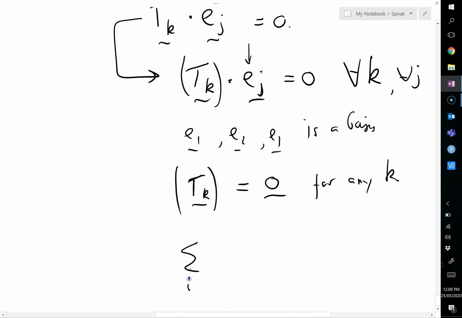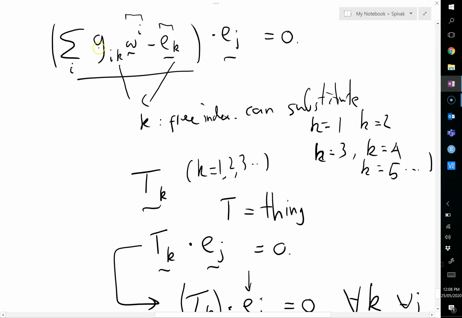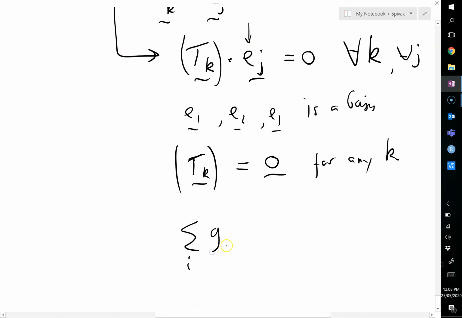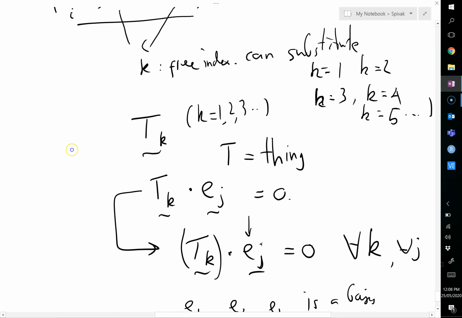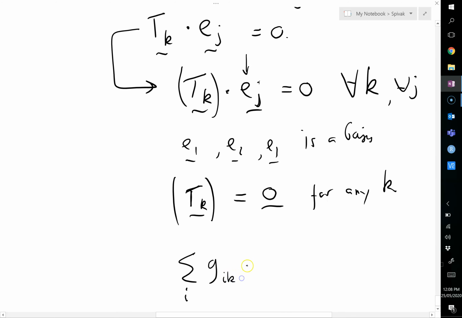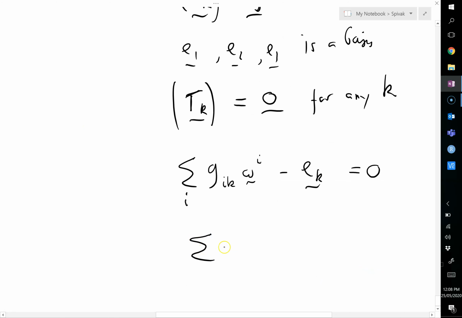So let's write that out again. Sigma over i of g_ik omega^i minus e_k equals 0, again for any k. So that tells me that sigma over i, g_ik omega^i equals e_k.